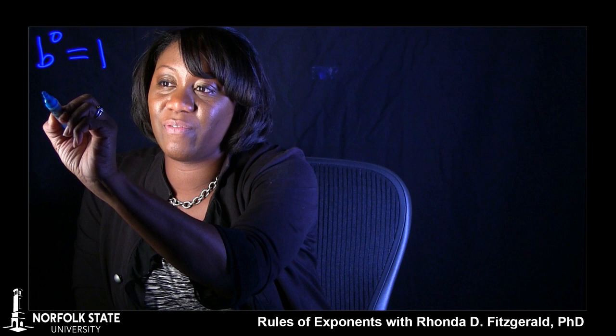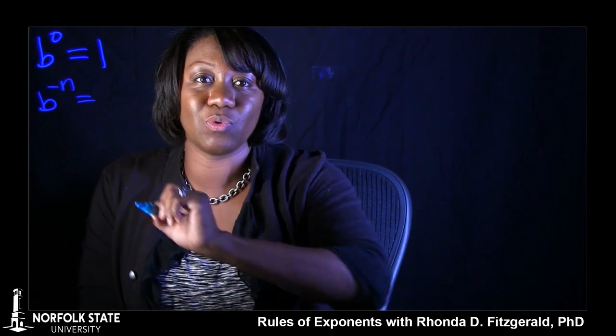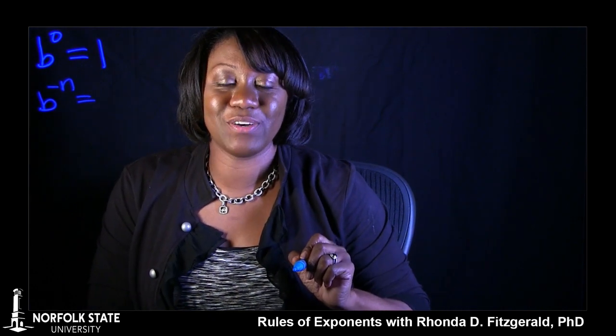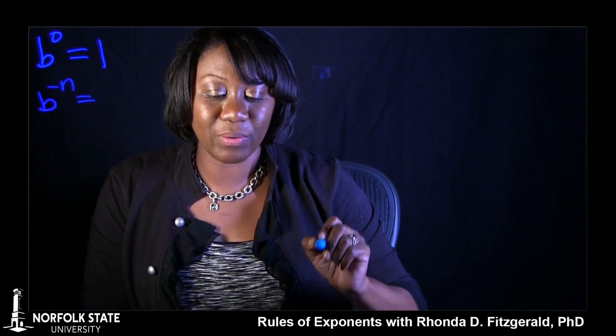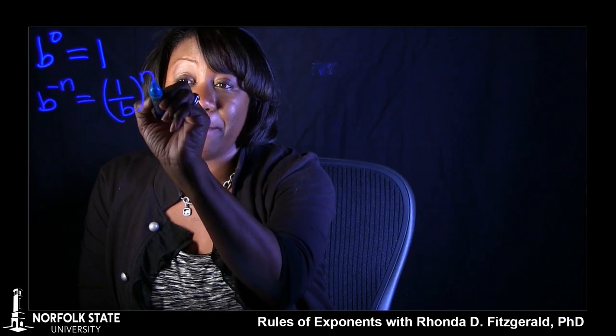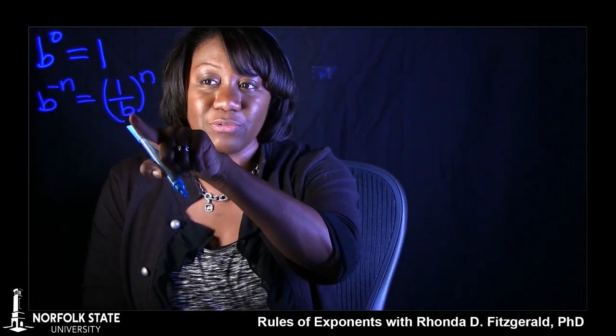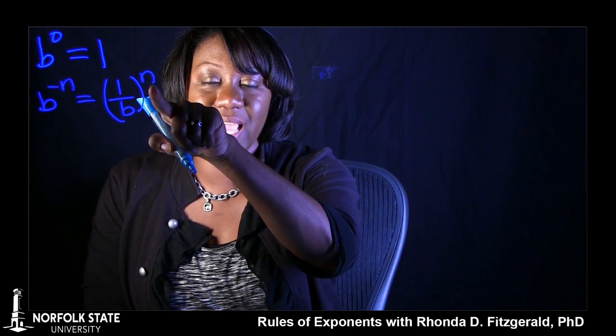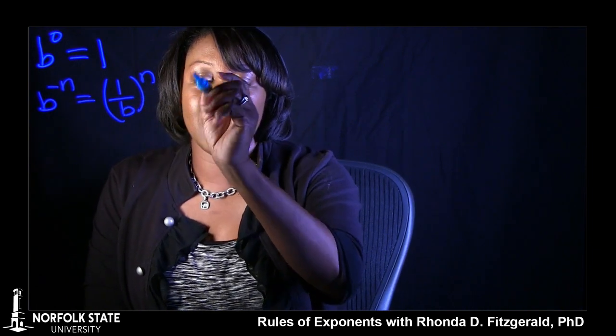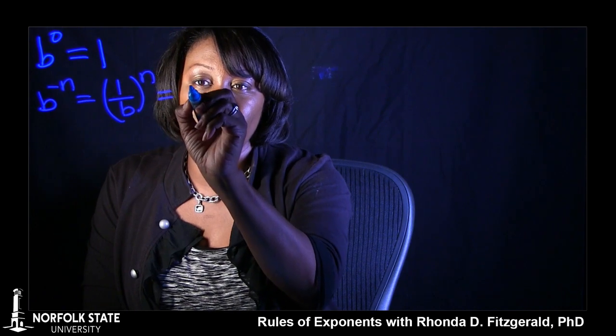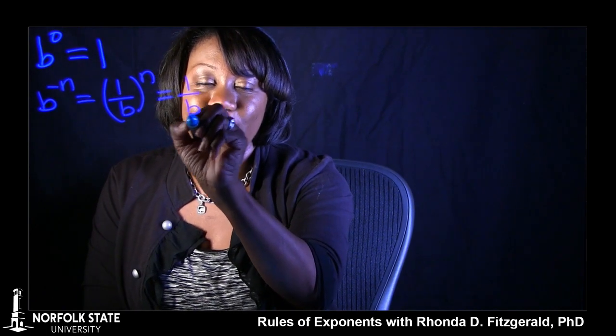Let's look at another one. If we have b to the negative n power, this is the rule for negative exponents. So b to the negative n power, we really take the reciprocal of this. Look at this as 1 over b, the entire quantity raised to the positive n power. Notice I took the reciprocal of b and changed the exponent to a positive power. So that's the 0 power and the negative n power.